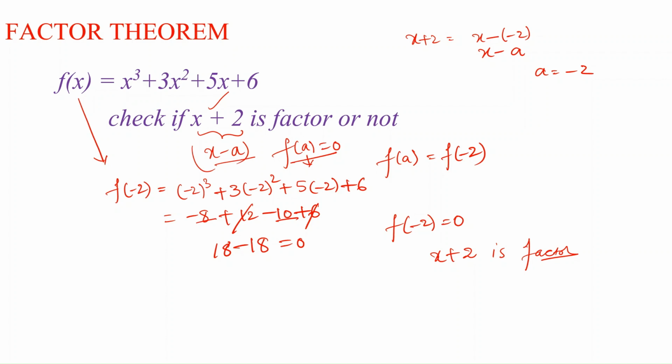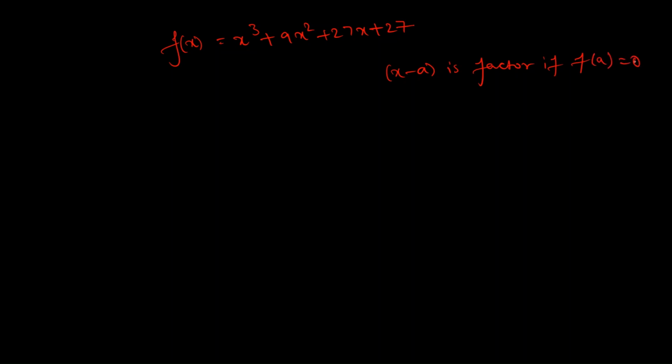Now we will try to check the second statement also. That is f of a is equal to 0 if x minus a is a factor that we have seen now. We will check the other way. X minus a is a factor if f of a equal to 0. For that we will take an expression. Let us take f of x is equal to x cube plus 9x square plus 27x plus 27. This is the thing, and now x minus a is factor if f of a is 0. Means we have to know some f of a for this expression which would be equal to 0. From that we will try to obtain the factor.